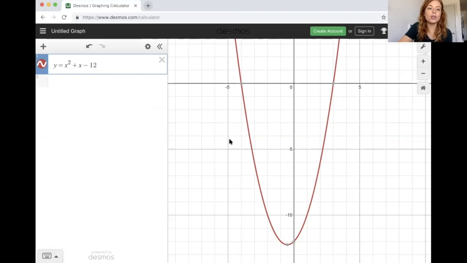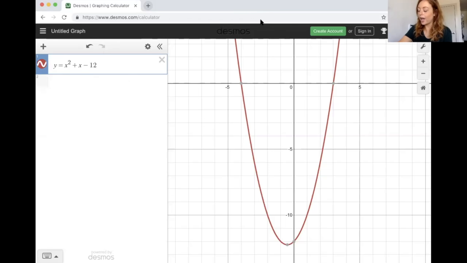And so then you would go on over to your document, and just like we did on letter A and letter B, you would list your x-intercepts, your domain, your range, your y-intercepts, and you would write the function that we just found right here. Okay, so that's how you do number 2 on your performance assessment.